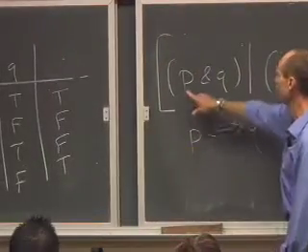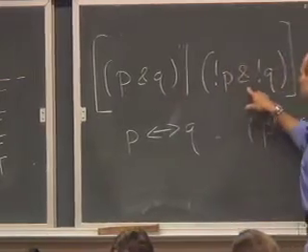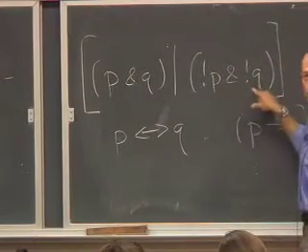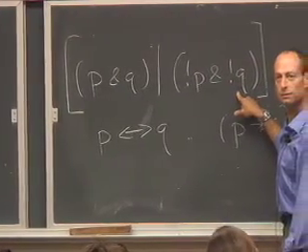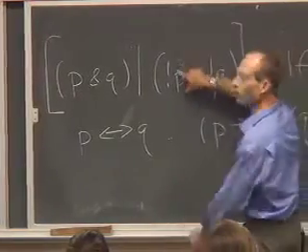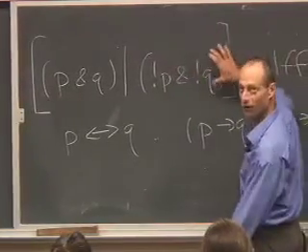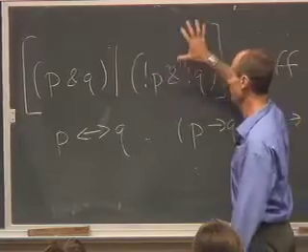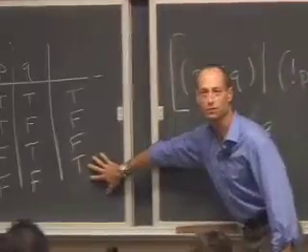But if they're both false, P and Q is false, not P and not Q is true, because that's true and true. Not false is true, and not false. So that's true and true. This evaluates to true. That gives us this row.